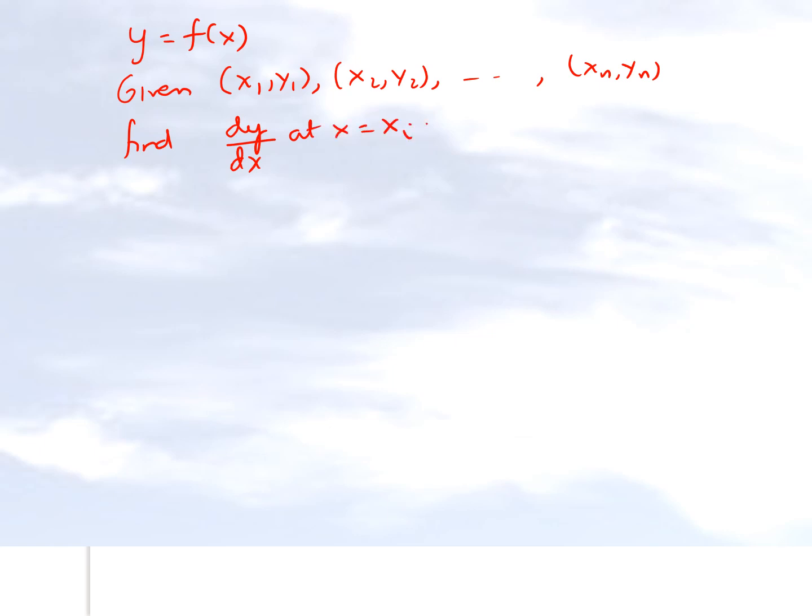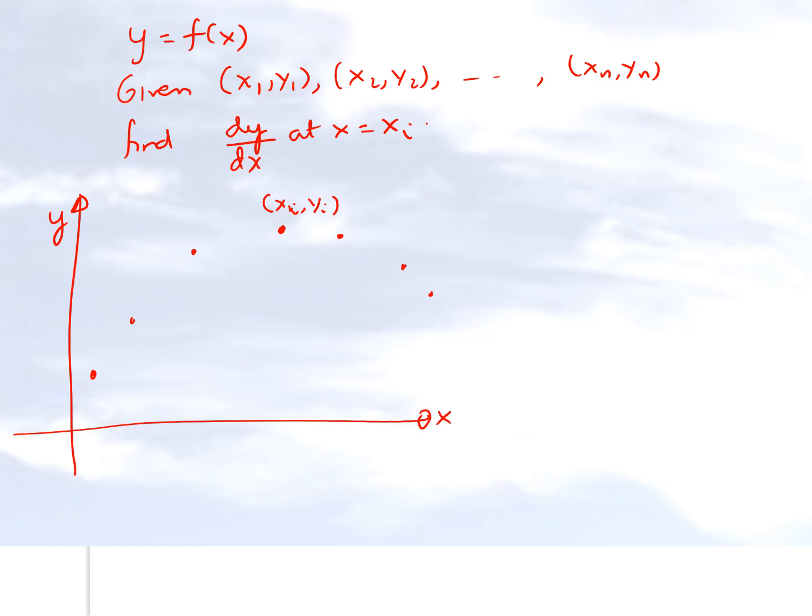How do we go about finding the first derivative of this function y, which is only given to us at discrete data points? So if I was going to show a plot of y versus x, I will have these n data points given to me. Let's suppose this data point here is x of i, y of i, and that's what I'm interested in, finding the approximation of the slope at that particular point. So this point here then becomes x of i minus 1, y of i minus 1. And this point right here becomes x of i plus 1, y of i plus 1.